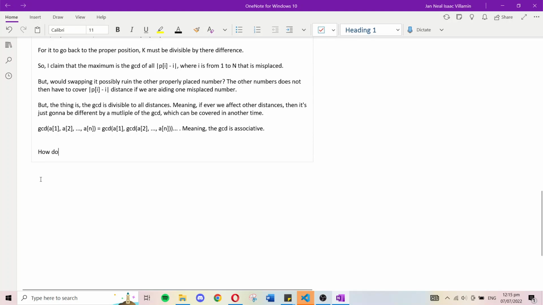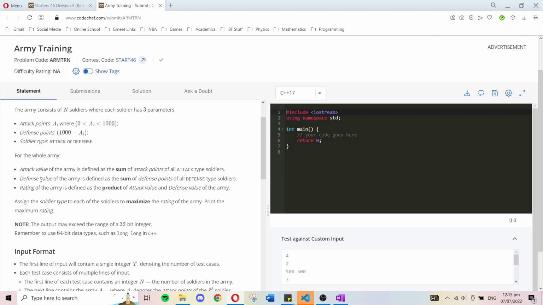So how do we maximize the product? Definitely by taking numbers that are as large as possible, right? We always take the numbers as large as possible.